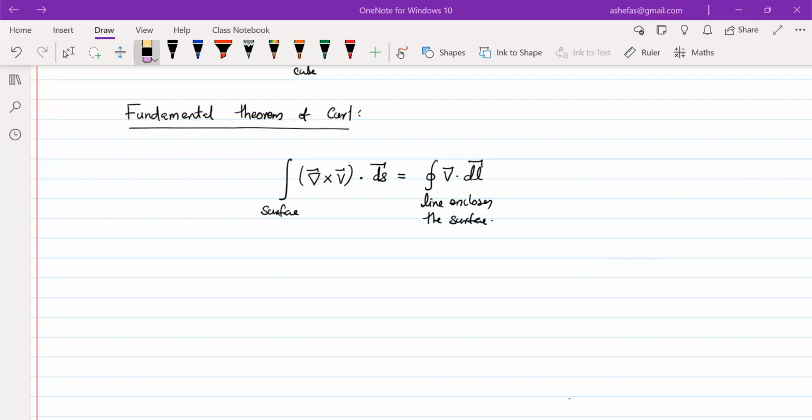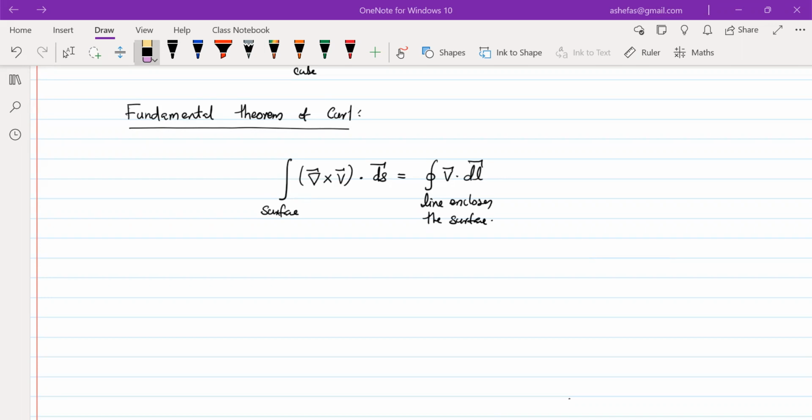Hi all. So this is the last theorem about the integral calculus. I am just giving the theorem first. If you integrate the curl of a vector field over a surface, that is exactly equal to the line integral of the vector field over the loop which encloses the surface.